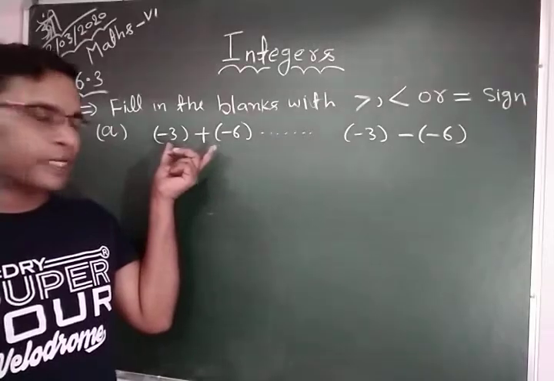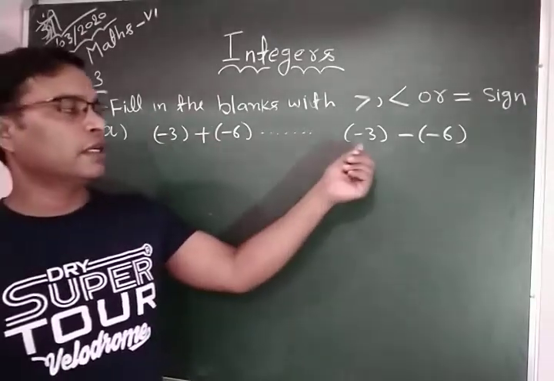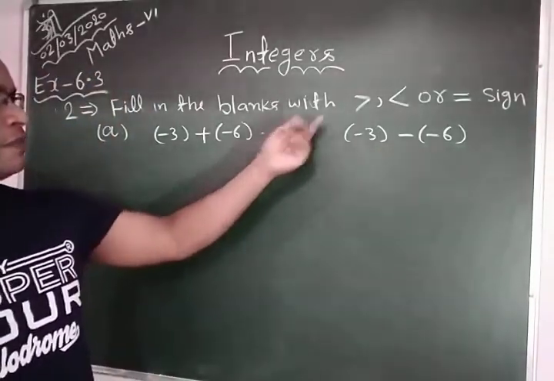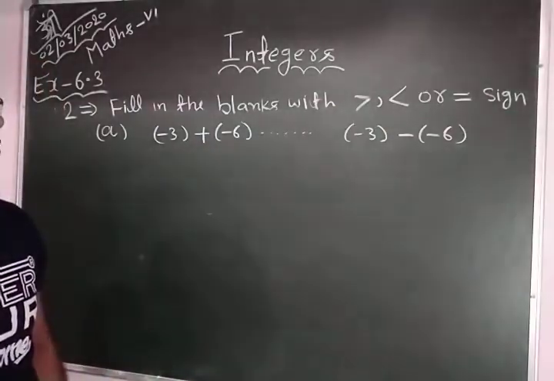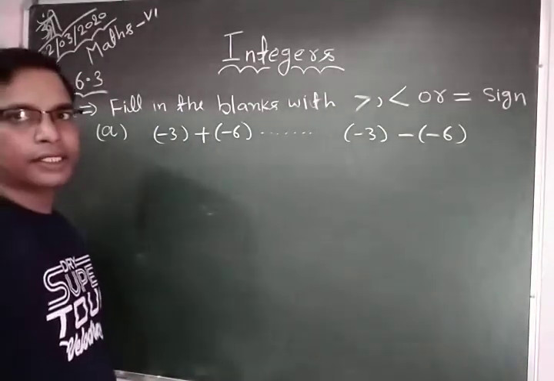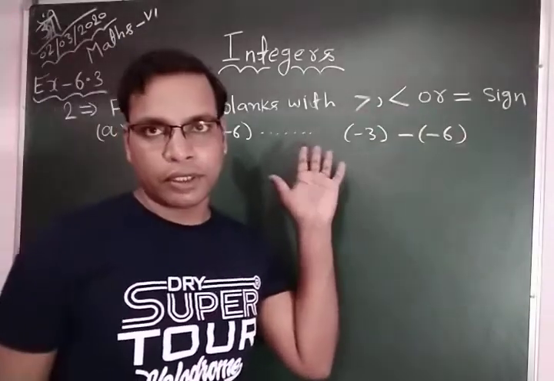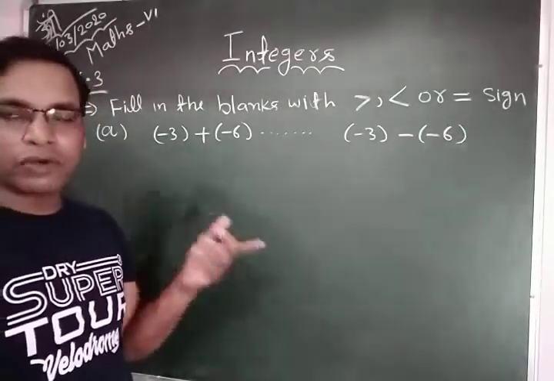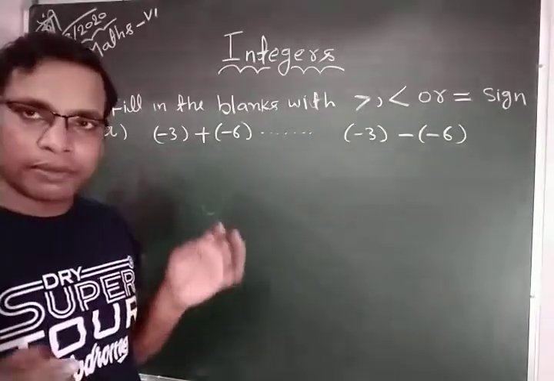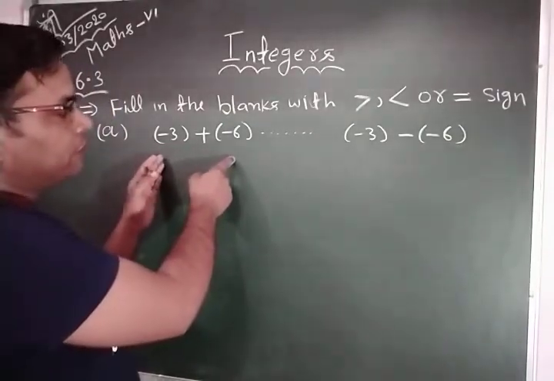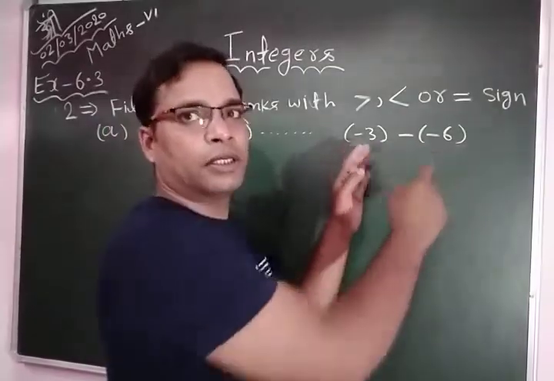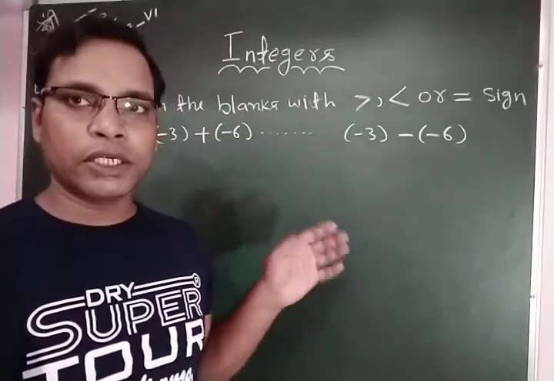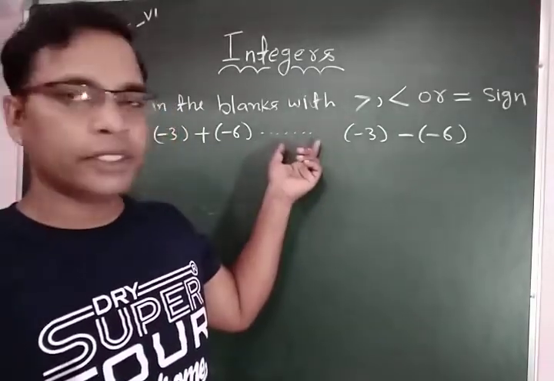So here this is minus 3 plus minus 6, and minus 3 minus 6. We need to fill this blank with suitable signs. So greater than, less than or equal sign we fill here. So how can we decide? We solve this part first, and after this we solve this part, and we compare the results. Who is greater, who is smaller, or both are equal. According to this condition, we fill this blank.